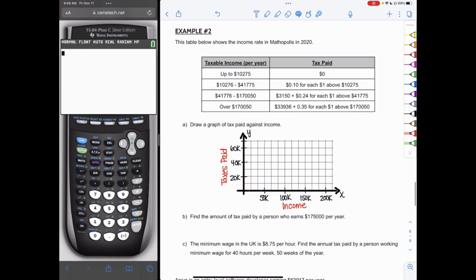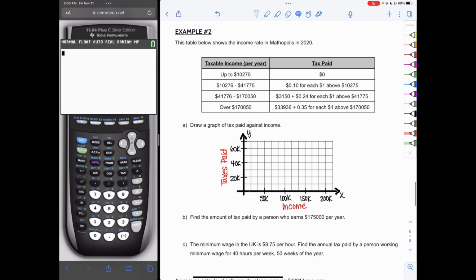Example number 2 says that the table below shows the income tax rates in Mathopolis in 2020. We have different tax brackets and how much taxes have to be paid depending on your income per year. We want to graph the tax that needs to be paid versus the income. Normally when we do this, we use the upper bounds of the intervals, so we're going to use these numbers for our x values, and the amount of tax we calculate as our y values.